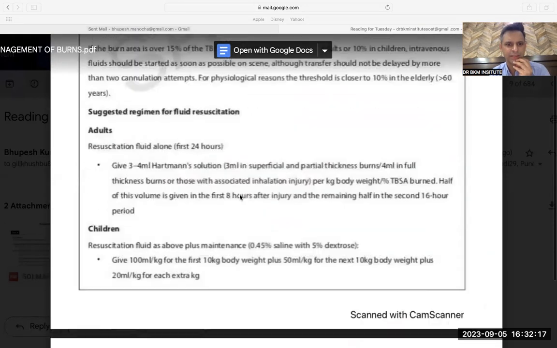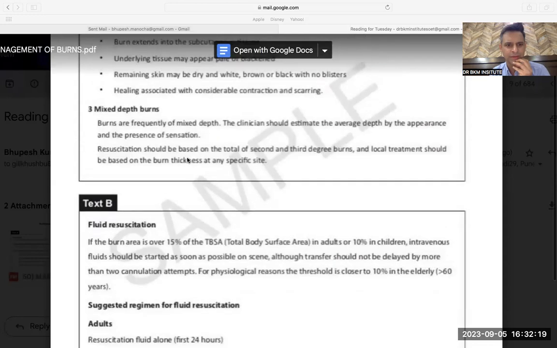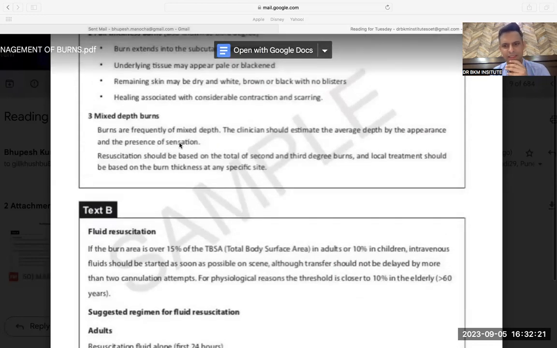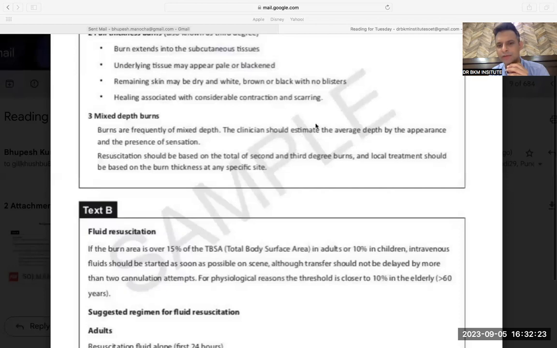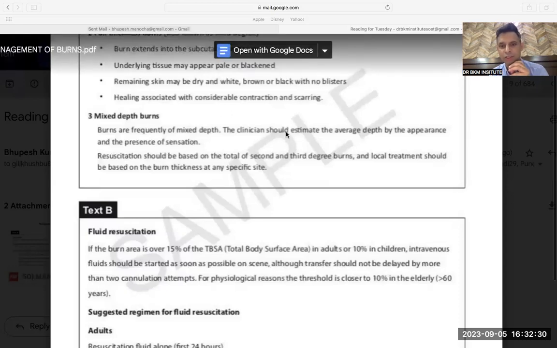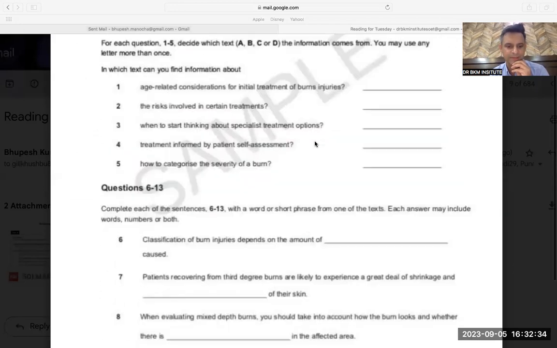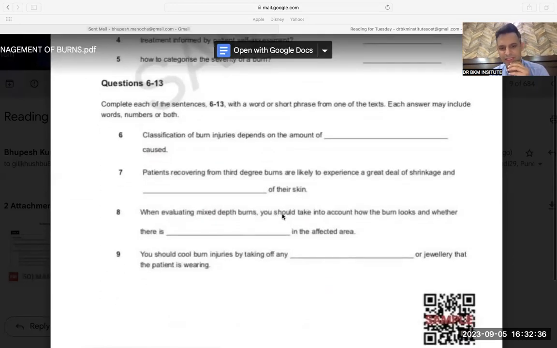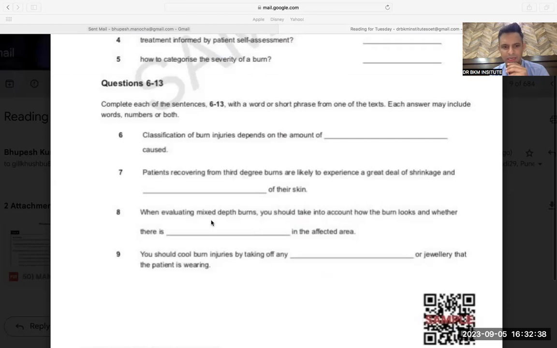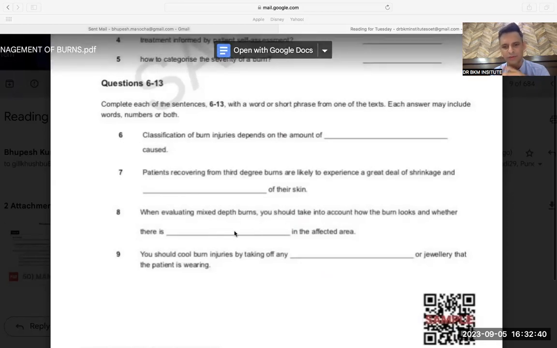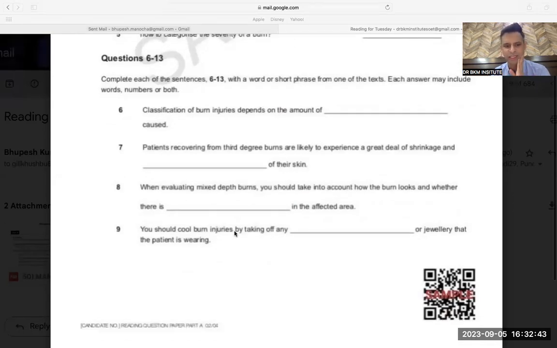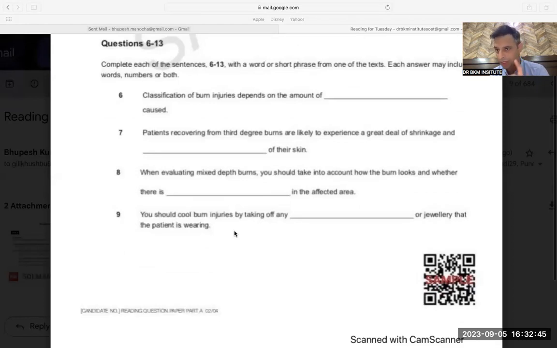Whether there is presence of sensation in the affected area. I think, because I'm also using this word estimate. Estimate means evaluating. So that is why I'm doing this as an answer. Mixed depth burns should estimate means evaluate. And also the word clinician should be there, I guess. While evaluating mixed depth burns, you should take into account how the burn looks and whether there is presence of sensation in the affected area. That should be the answer as per me. But again, I'm telling you, the reading is going to be easier than this in the exam.